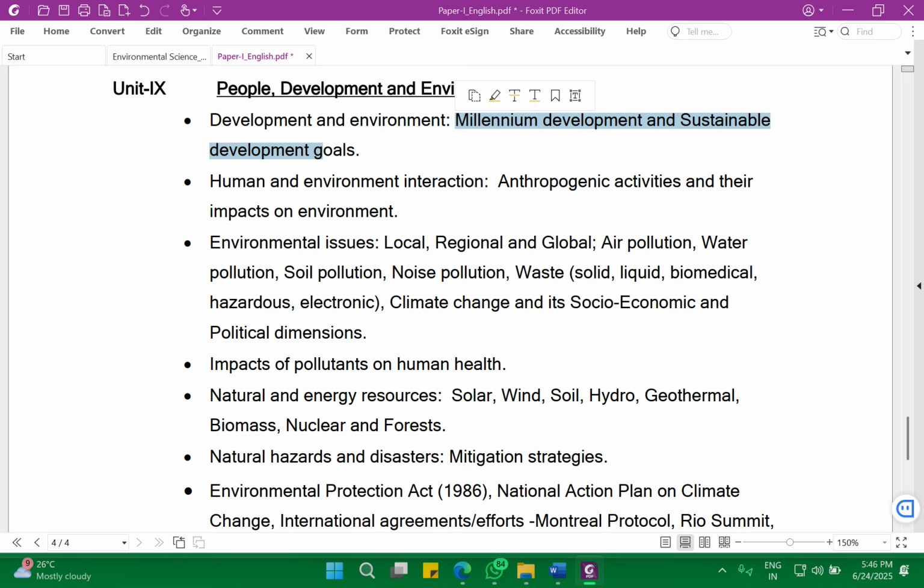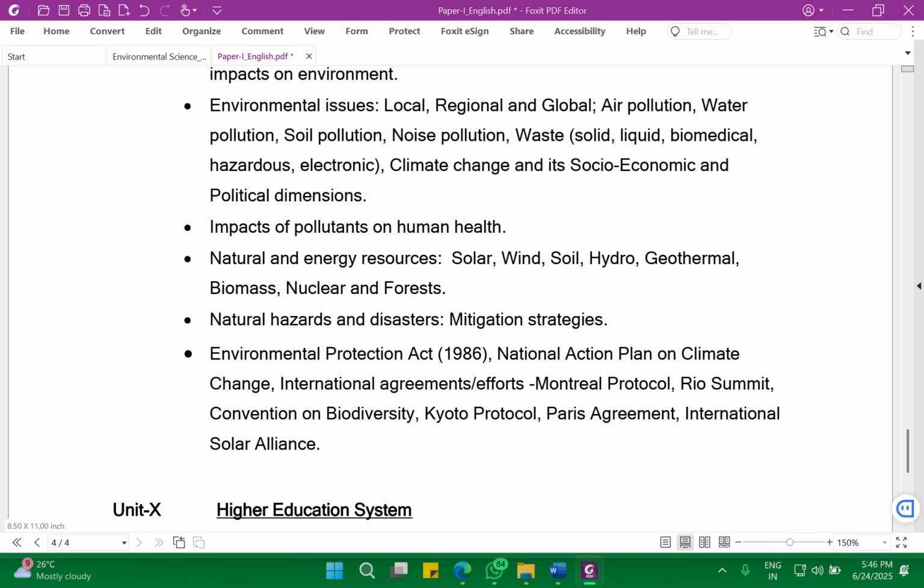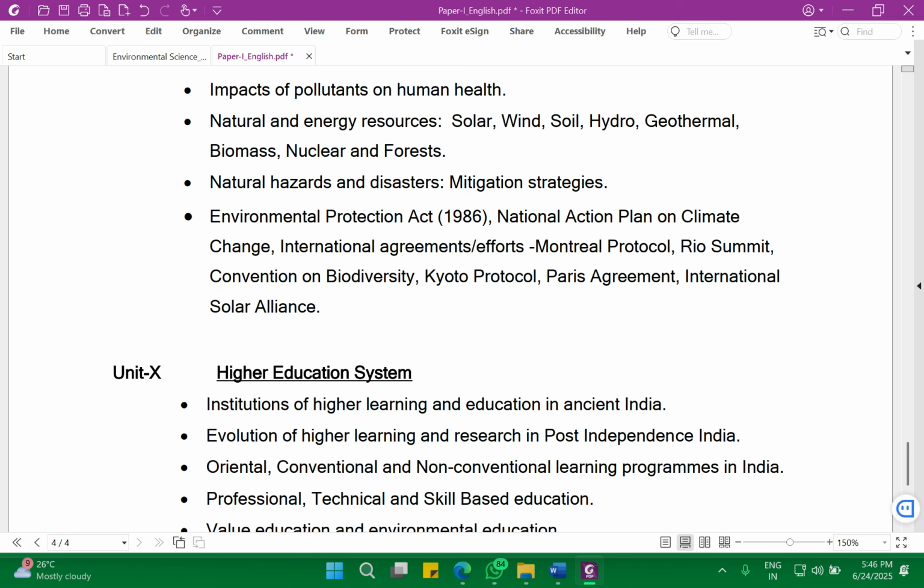And total number of millennium development goals, total number of sustainable development goals, it is 17. So those basic things you need to note down. And whatever you are studying, this is important.